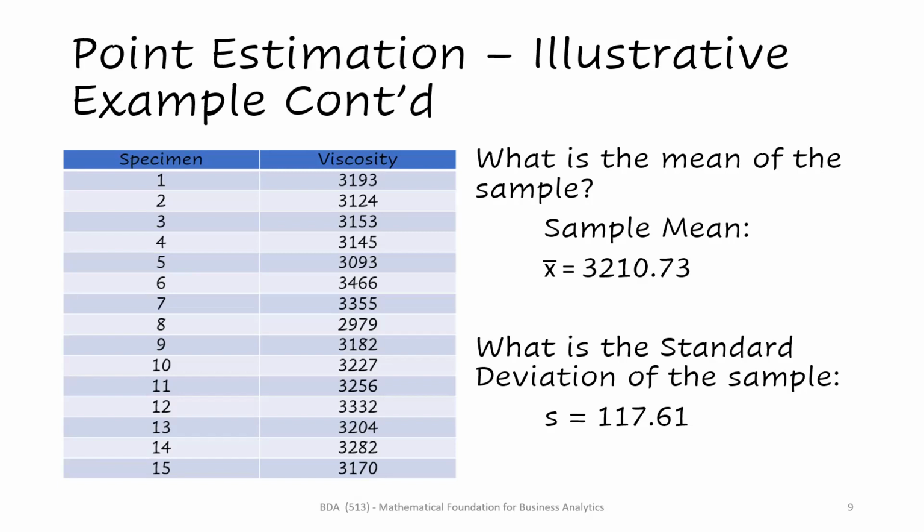Now, last week we saw how we calculate the standard deviation. Here we can take the particular specimen, compare it with the sample mean, find the difference, square it, sum them up, and find the square root. That gives us the standard deviation of 117.61. Are we all okay on this slide?